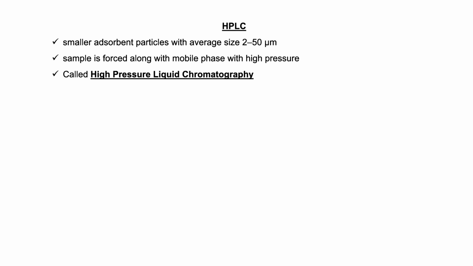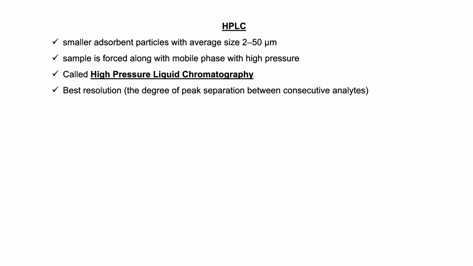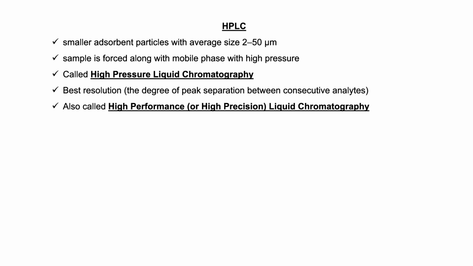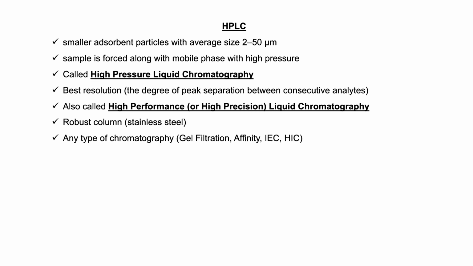But what is the advantage of using the pressure and using the small sized adsorbent particles? The advantage is to have the best resolution. So the technique with the best resolution is HPLC, and that is why it is also called high performance or high precision liquid chromatography. Okay, so HPLC, best resolution, high pressure or high performance or high precision liquid chromatography. And because the pressure is used, the column has to be robust, strong column, that is stainless steel columns, and any type of chromatography can be done with the help of high pressure or high precision. So these are the points to be remembered about HPLC.